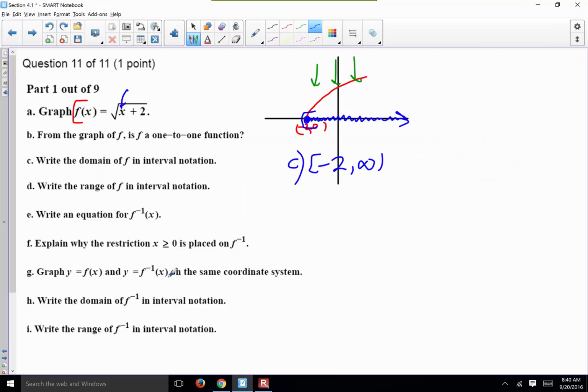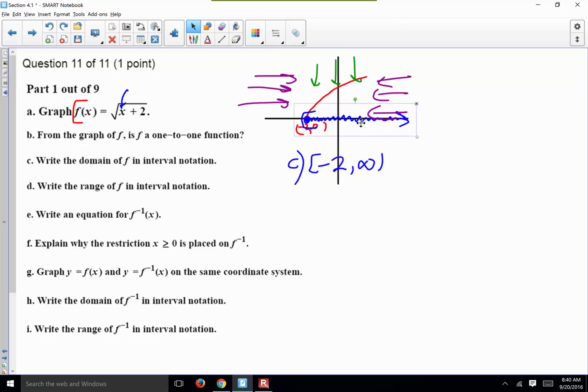Next, range. For range, you just need to compress this picture, smash it to the y-axis. And what happens if you do that? Somebody read me that picture in interval notation. Yeah, it's 0 to everything up, 0 and everything up.